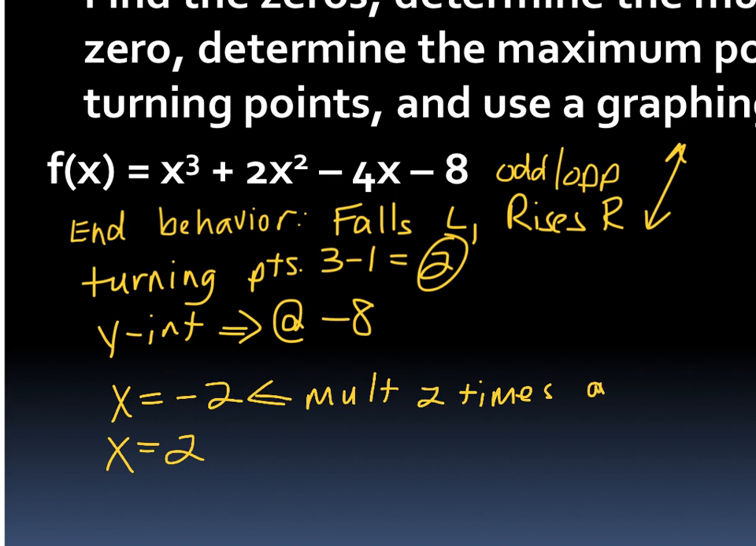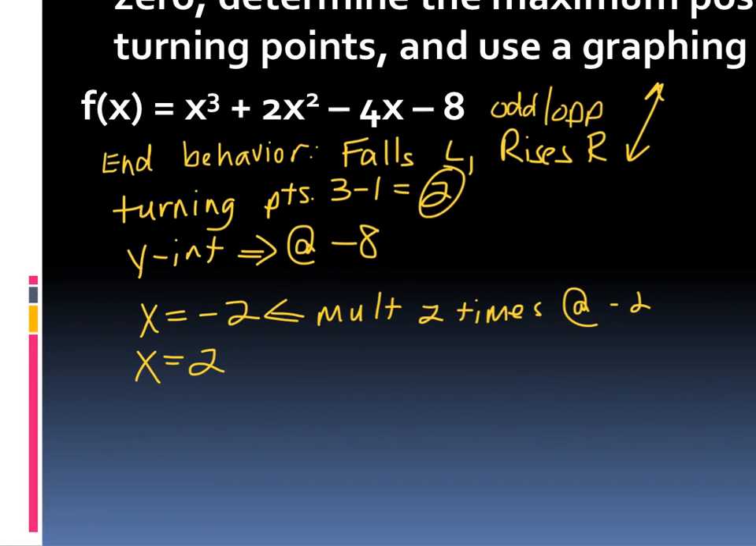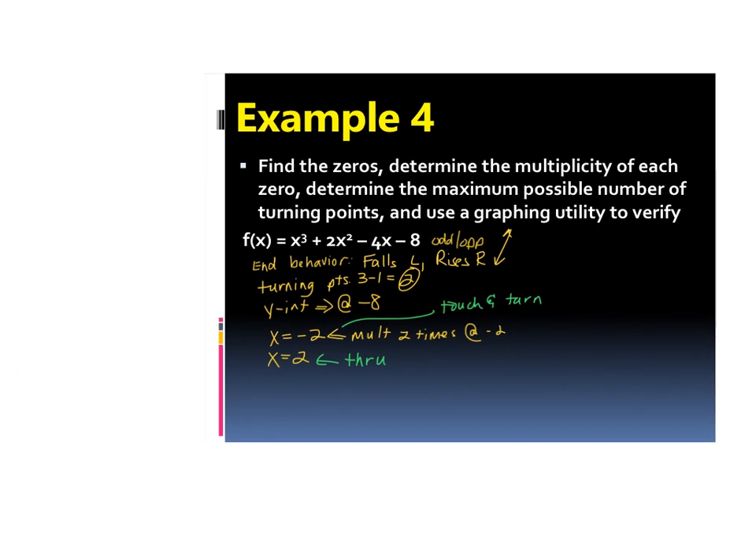Hang on one second. At negative 2, what is it doing there? Is it going to go through the graph, or is it just going to touch it and turn back the other way? Touch and turn. Very good, guys. That's important that you guys see that. That's usually the hardest thing to see. So it's going to touch and turn. And then here it's going to go what? Through.